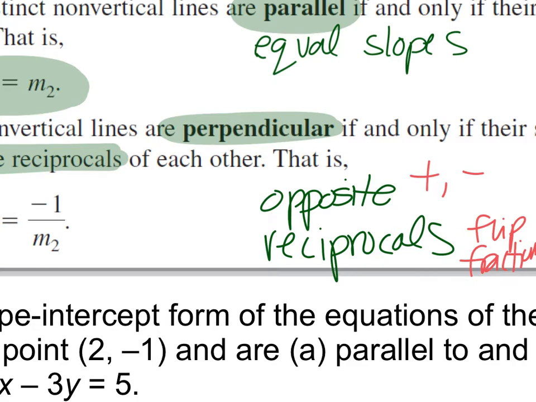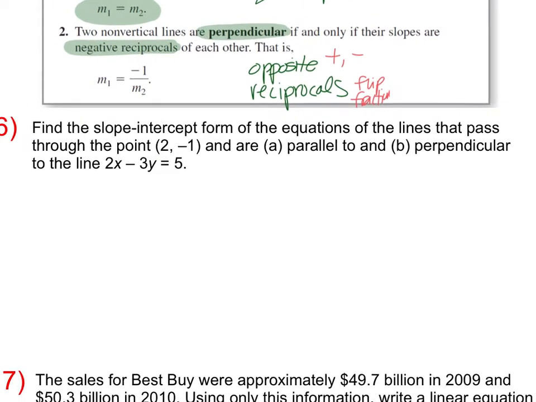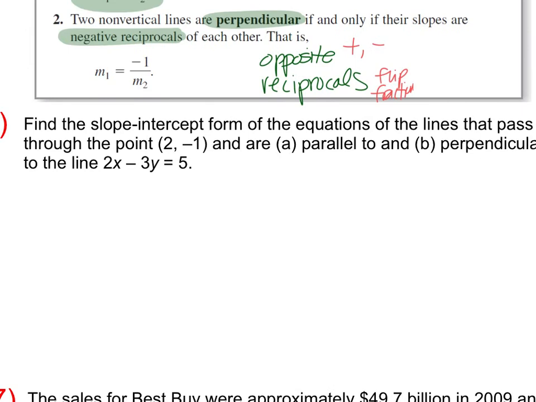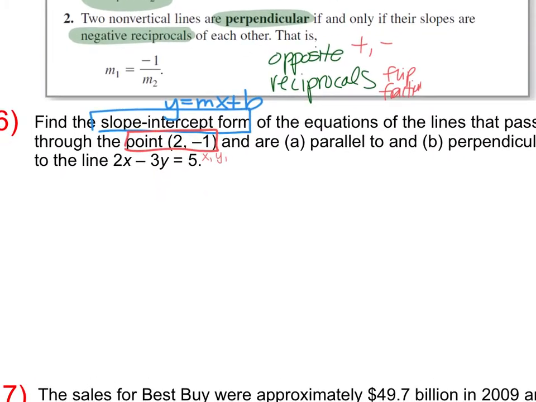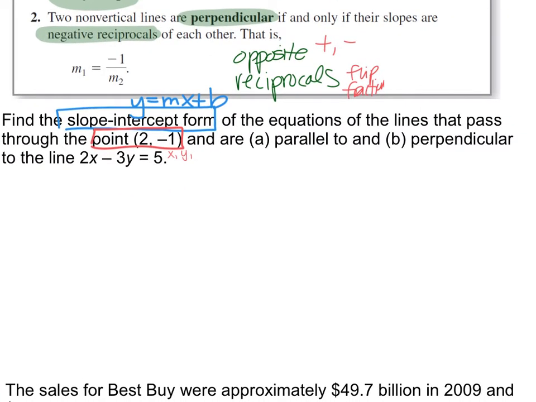Perfect. Nice and easy here. So let's look at our examples. Find the slope-intercept form. Again, they're telling you slope-intercept form, so that's what we want, y equals mx plus b, of the equations of the line that pass through the point. So we're given a point, 2, -1, so that's an x1, y1, and are parallel to and perpendicular to the line.